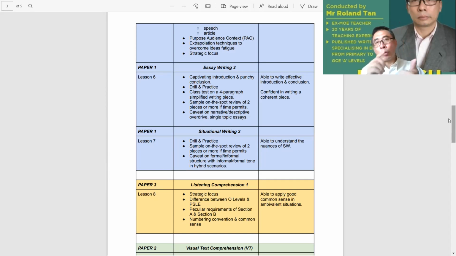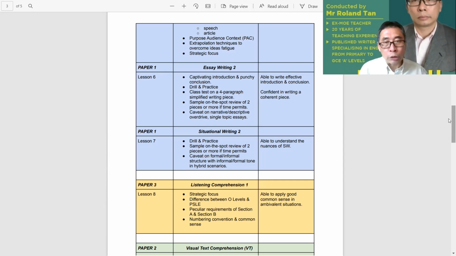Okay, so the 4 paragraphs will be your introduction, followed by the second paragraph, which is either, in the case of expository, your first supporting point, or in the case of a narrative, your plots, how you are going to develop your plots. And then in the third paragraph, in the case of expository, that will be your rebuttal point. In the case of narrative, that will be how you escalate it to a climax. And of course, the 4th paragraph would be your conclusion.